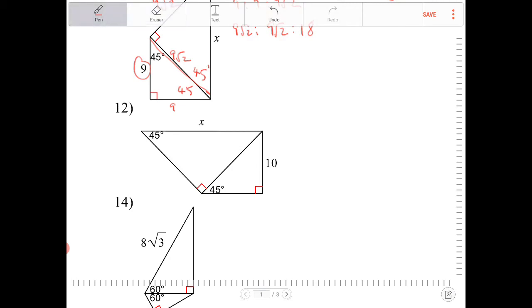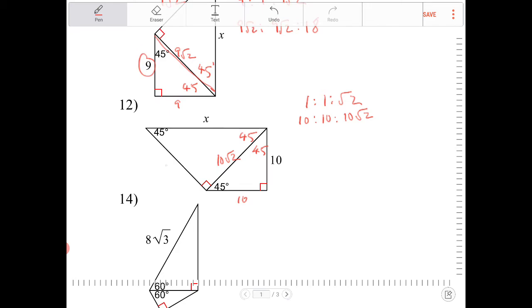So very similar. Here I have 45, 45, 90. This is 45, so that means this is 10. This side over here must be 10 radical 2. One more time: 1, 1, radical 2. The legs are 10, 10, and then the hypotenuse must be 10 radical 2. The other leg must be 10 radical 2. So I'm dealing with 10 radical 2, 10 radical 2, and 10 radical 2 times radical 2.